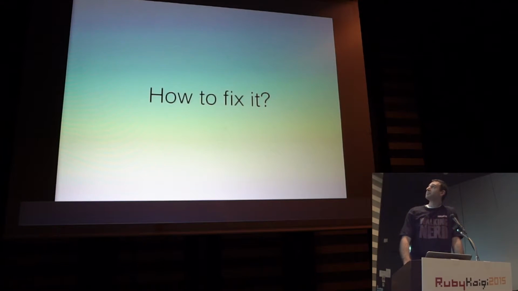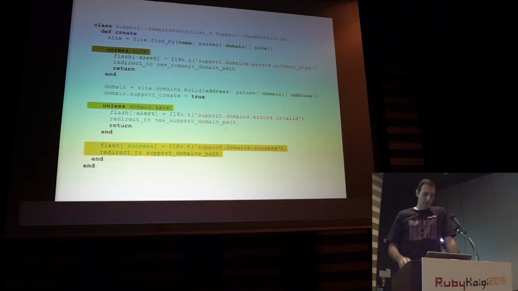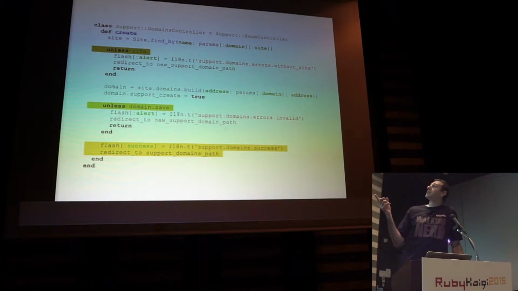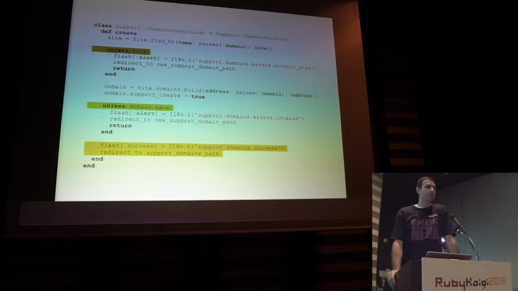How to fix it? Well, we discard all error paths and put the success path at the end of the method. Unless site, unless domain save, and the success path at the end. So much clearer.